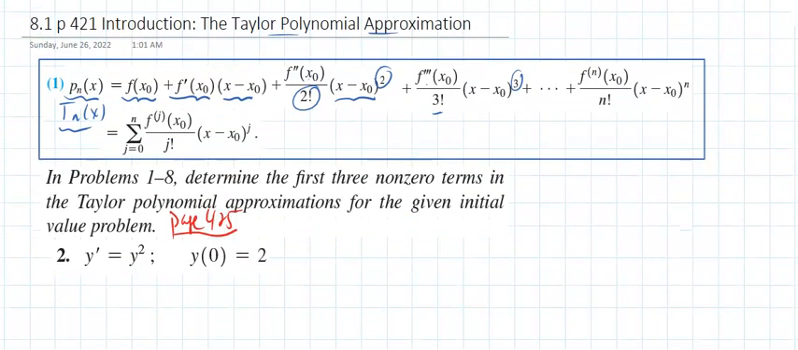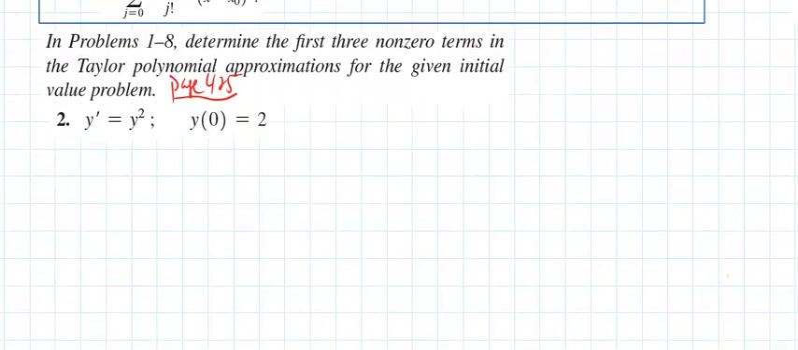Now we're going to do 8.1 today. You should review the radius of convergence by using the ratio test for 8.2 before I go over it next week. So starting with the first problem, on page 425, determine the first 3 non-zero terms in the Taylor polynomial approximation of the given initial value problem.